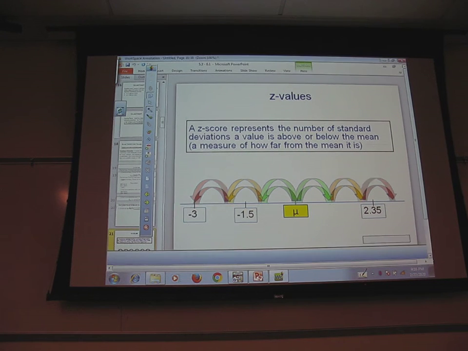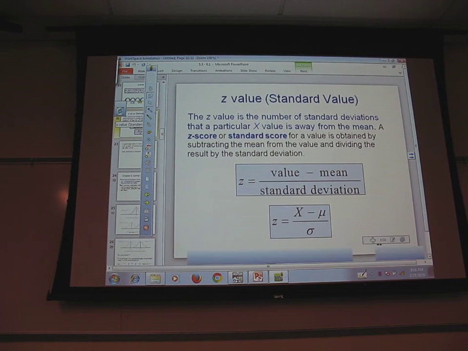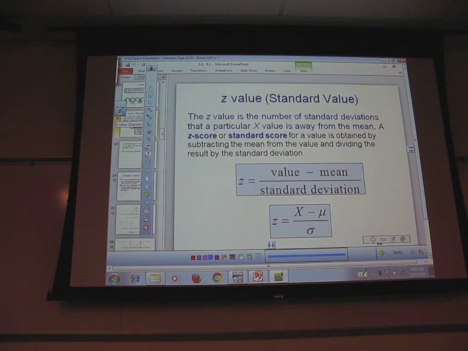All right. How do you find a z-score? You find out how far it is away from the mean. You take it and you subtract the mean from it. That way, if it's above the mean, it's positive. If it's below the mean, it's negative. Then you figure out what that is in standard deviations by dividing by a standard deviation. So for a sample, it would be x minus x bar over s. You guys have seen that a bunch of times.